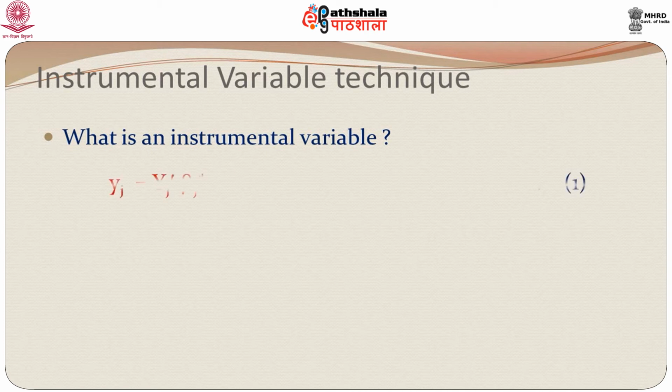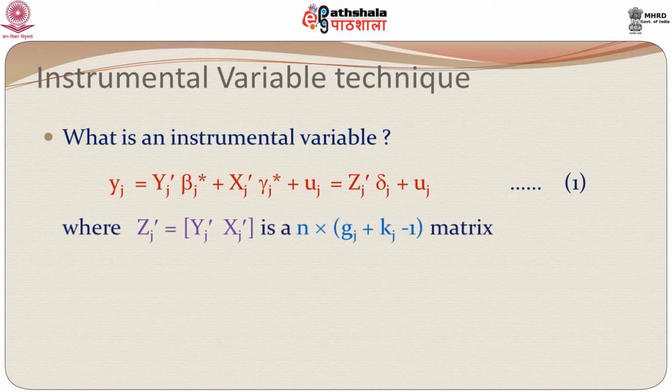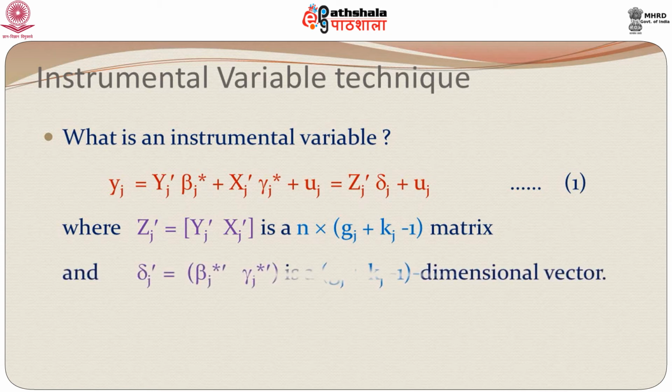So, we have the model yj, the jth equation, and we write this as zj prime delta j plus uj. We will call this 1. Of course, zj now is yj and xj. These are the endogenous and exogenous variables which explain the small yj, and this is the n by gj plus kj minus 1 dimensional matrix. And of course, the deltas would be the beta j's and the gamma j's. Those are the parameters in the jth equation, and it is going to be of dimension gj minus 1 plus kj, gj minus 1 for beta j and kj for gamma j.